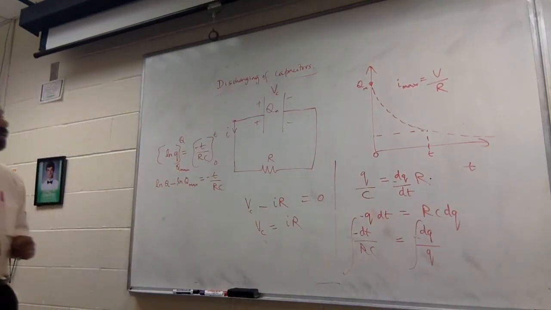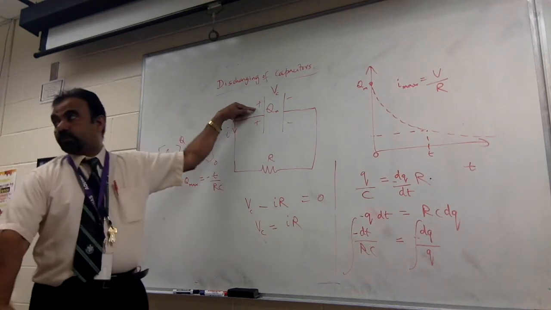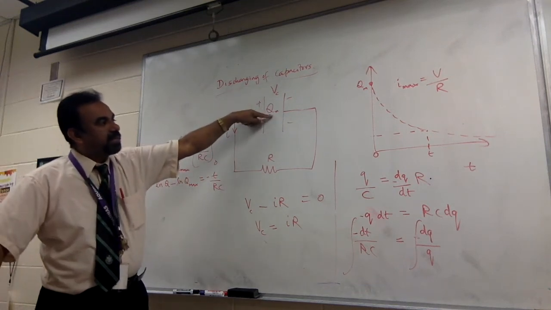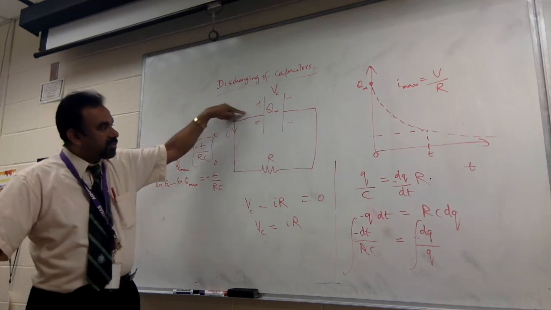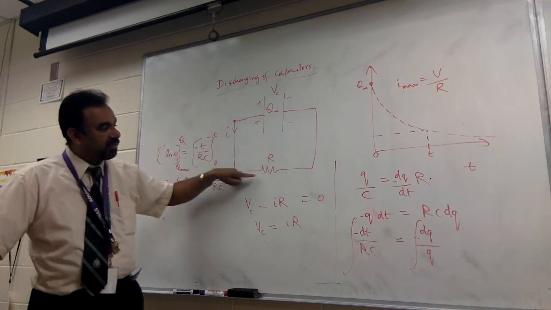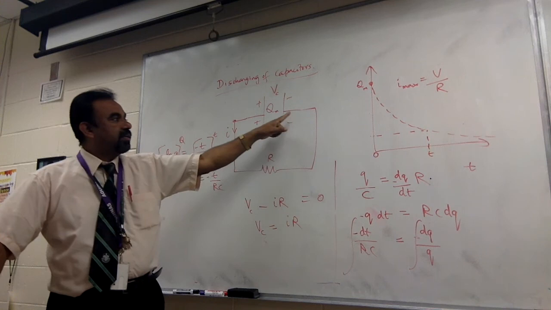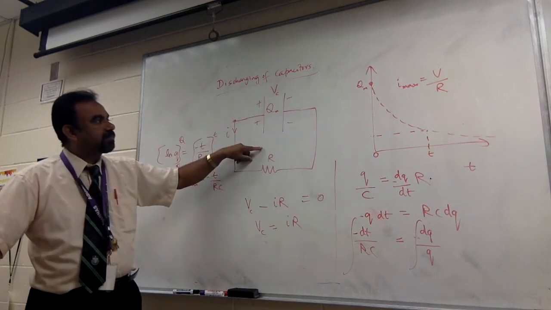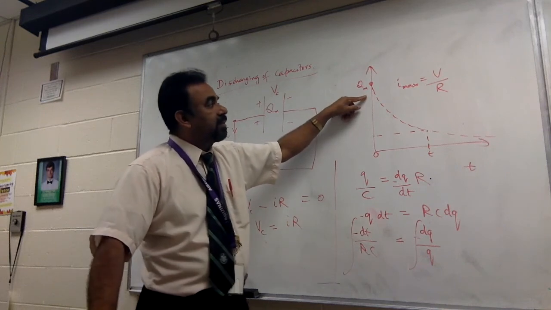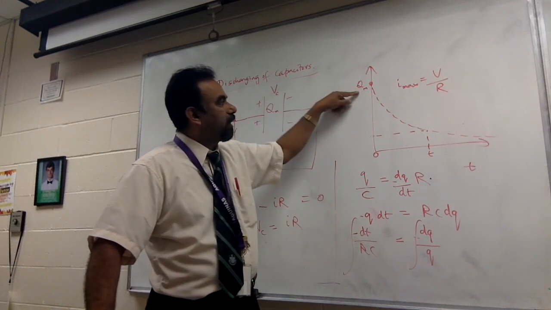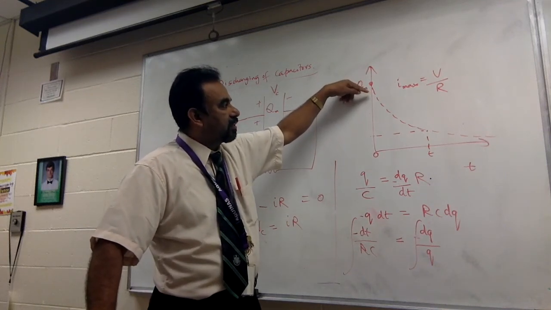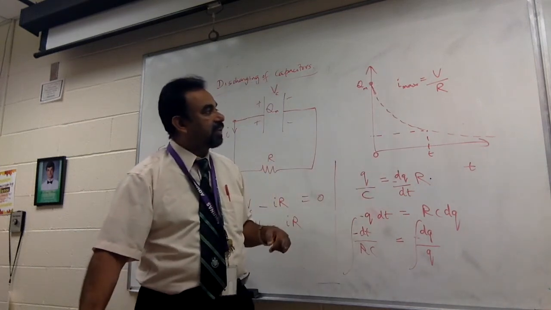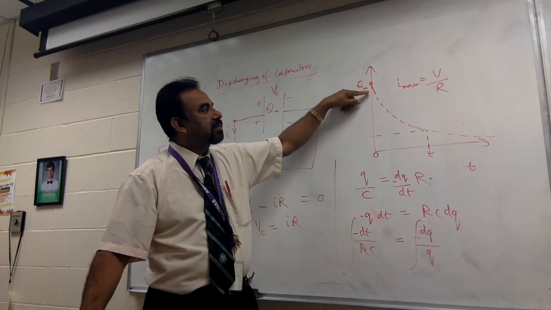So when you're discharging a capacitor, the capacitor starts with some maximum charge, and then as time progresses, the current I will go through the resistor R and discharge this capacitor. Now the graph for the same is like this. It starts with the Q maximum, and then the current, you can see the current is the slope of this line, which is a negative slope.